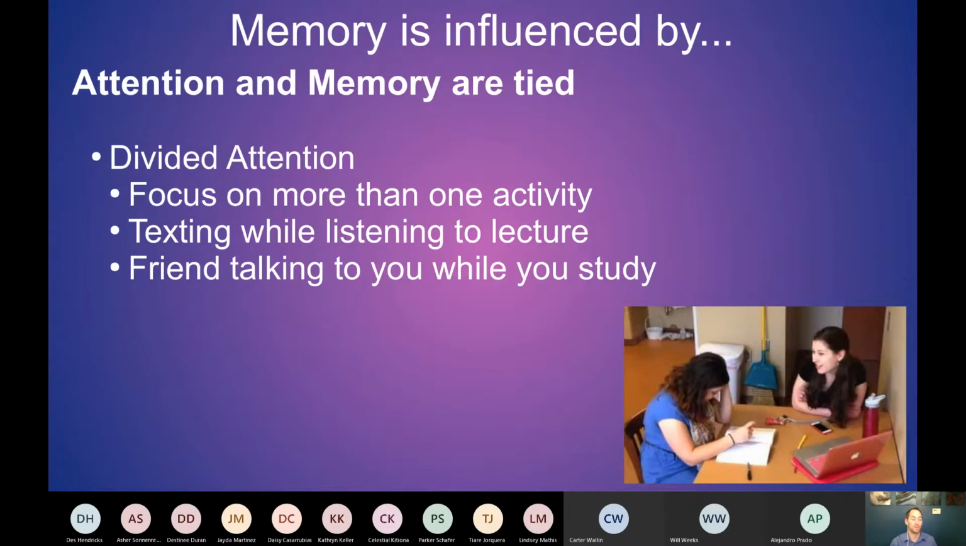Divided attention is when you're trying to focus on more than one activity. So when you're trying to do both the texting and the cooking of dinner, or lunch or breakfast or a snack, whatever you want to do. Or texting while listening to a lecture, or a friend talking to you while you're trying to study. Hopefully that doesn't happen too much, but it looks like that's what's happening here.